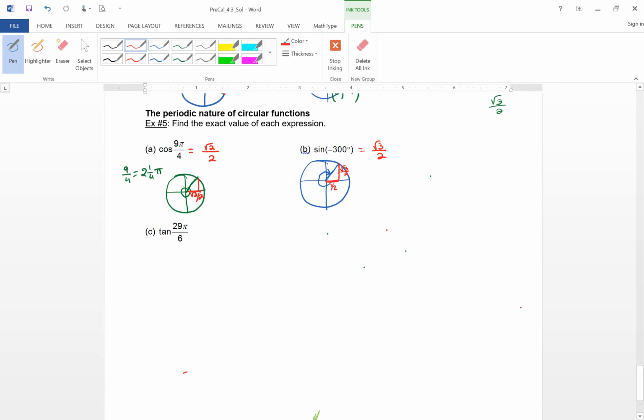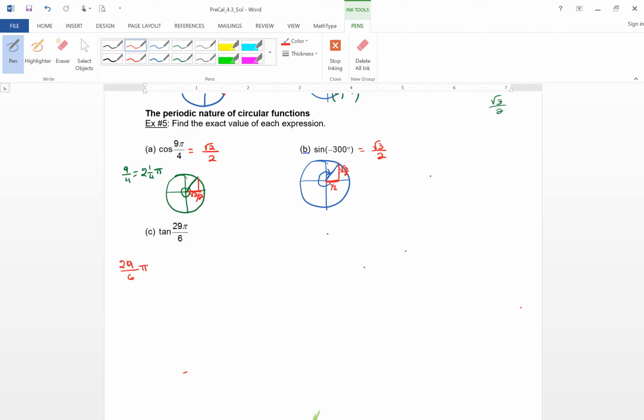29 pi over 6. The reference angle is going to be pi over 6. For 29 pi over 6, the reference angle is pi over 6. So now let's see though. Whenever it's over 3, the reference angle is pi over 3. Whenever it's over 6, pi over 6. Whenever it's over 4, pi over 4. There are no others. Okay?